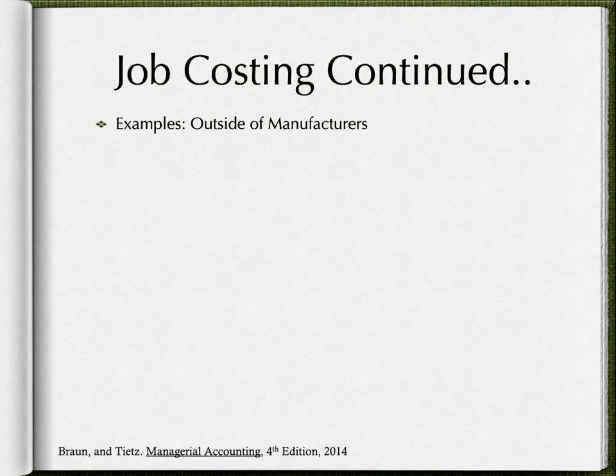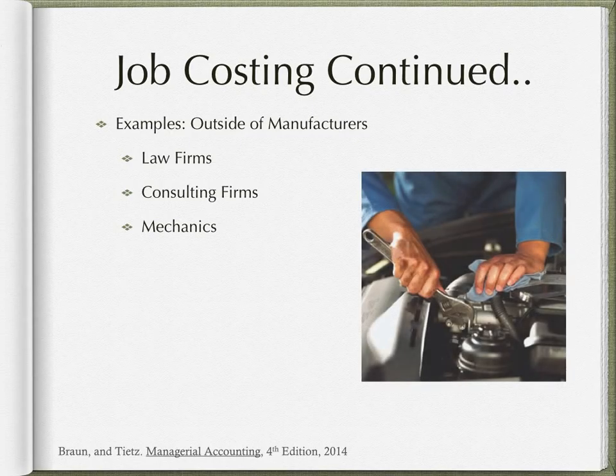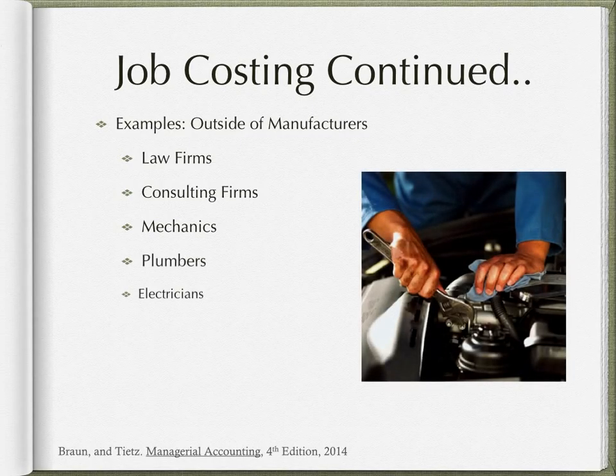Other examples of job costing outside of manufacturers include law firms, consulting firms, mechanics, plumbers, electricians, to name a few. These businesses base their prices and billing on each client as an individual. Difficulty, urgency, and time it takes to complete the job are all factors when determining cost. Since these things greatly vary depending on the job, it is impossible to take all the jobs together as a whole.